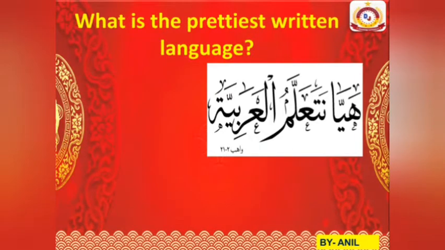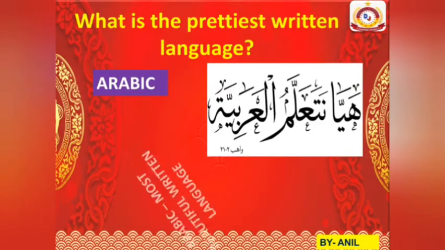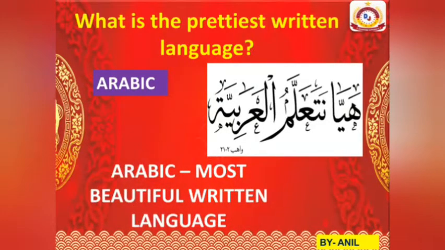What is the prettiest written language? And the answer is that Arabic is the prettiest written language. Arabic, the most beautiful written language. We can see here in the picture how each letter has a shape, a style, a variation. So these words attract us towards it, and we can see how beautiful they are. That's why Arabic is the prettiest written language.